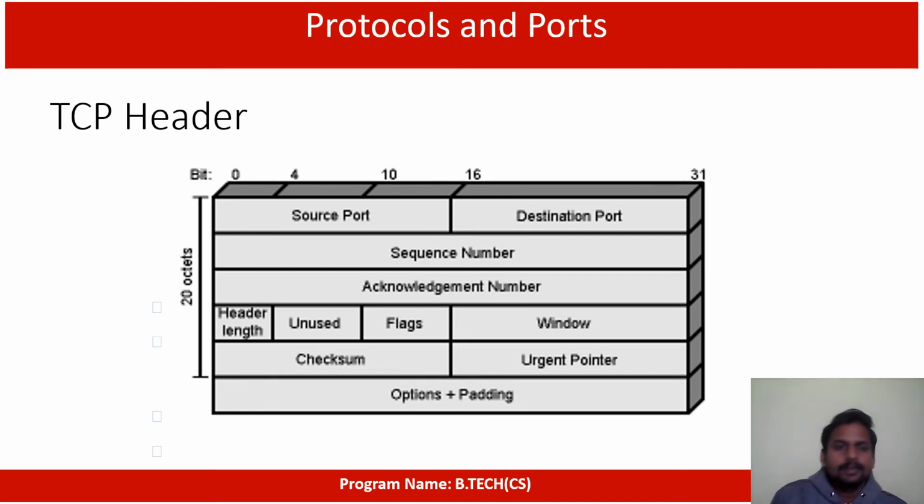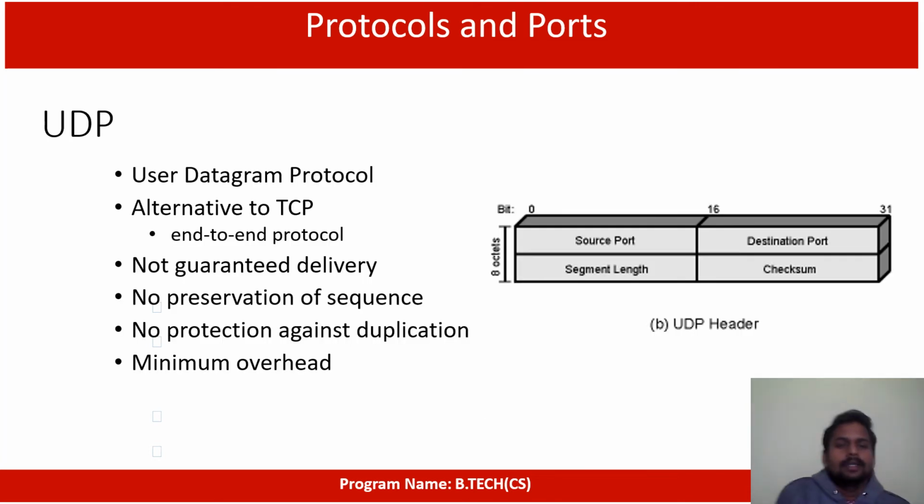Okay, and the TCP header length is from 0 to 31. That means the 32-bit information. All right, and then the next one is the UDP.